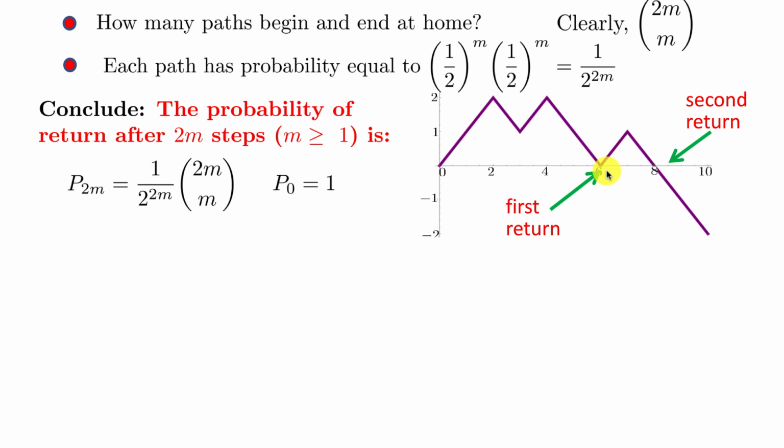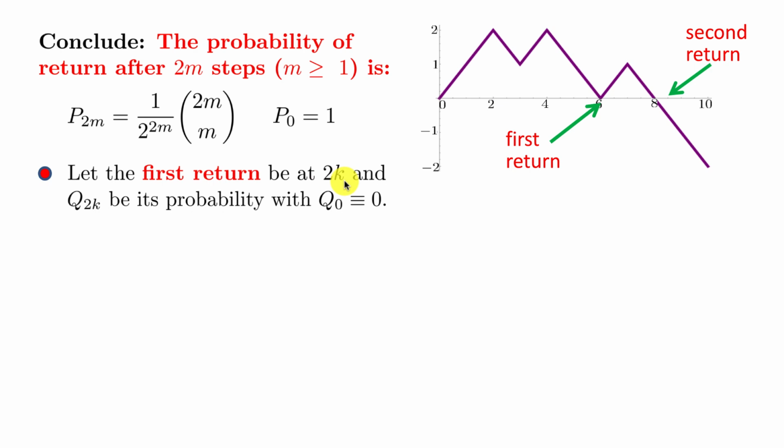Let the first return be at time 2k, that is to say after 2k steps. There will be a certain probability of returning after 2k steps, and I'm going to call that q2k. Now, of course, for the concept of first return to make sense, k has to be at least 1. But what is the probability of a first return without taking any steps? Well, we're going to call that q0 and define it to be 0.